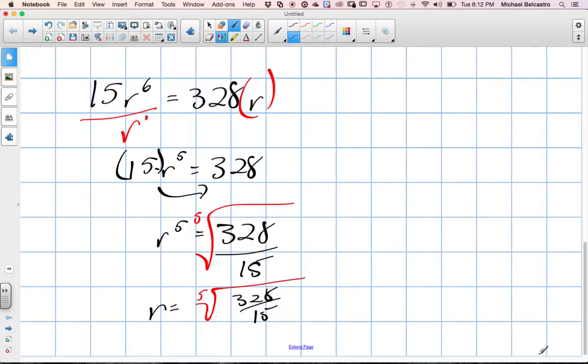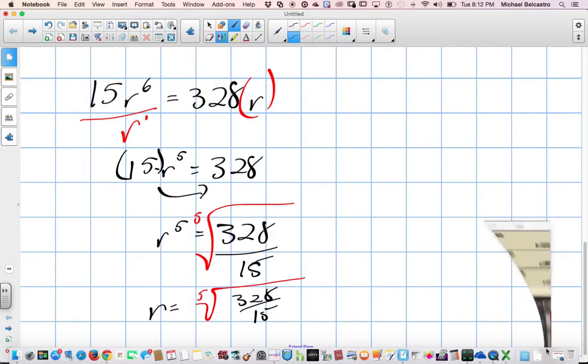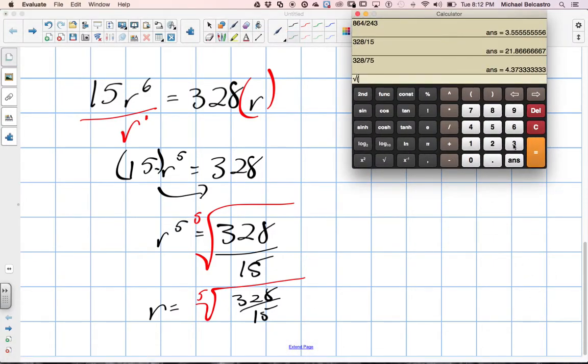This is probably going to be some very odd decimal value. I'll take 328 divided by 15. Is that what it ends up being, 1.85? Now how do I do the 5th root on this calculator?